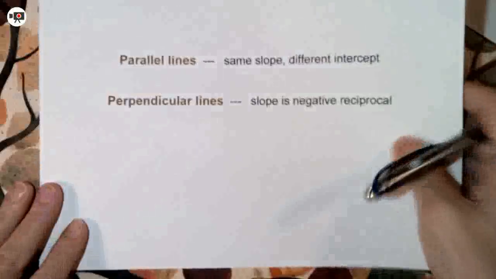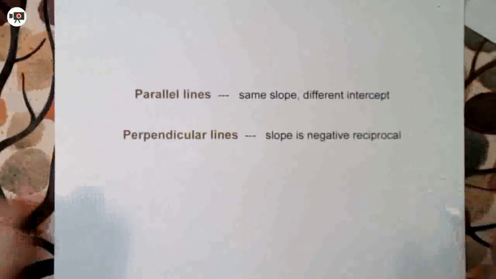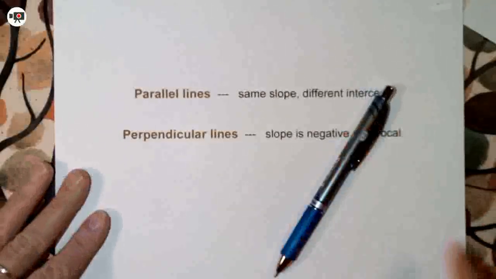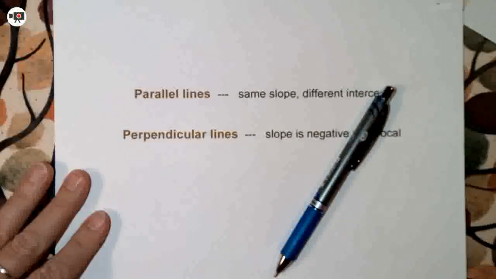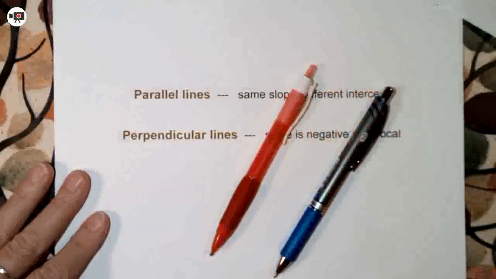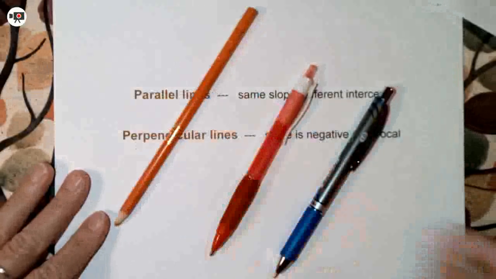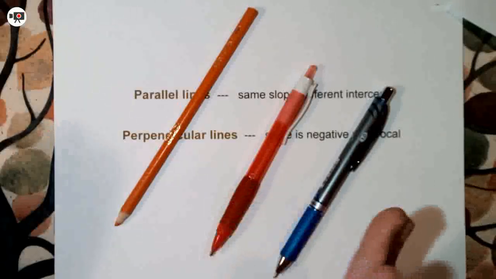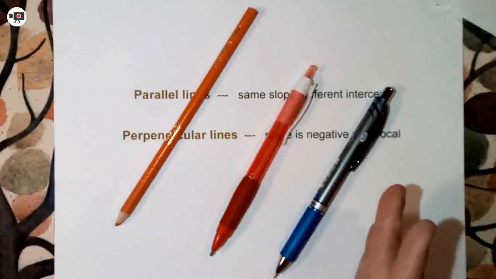Parallel lines have the same slope but a different intercept. Let's think about that. Of course, that makes sense. Parallel line means it's at the same slope. And if another one's at the same slope, oh look, they're all parallel. Cool, huh? The same slope makes them parallel.